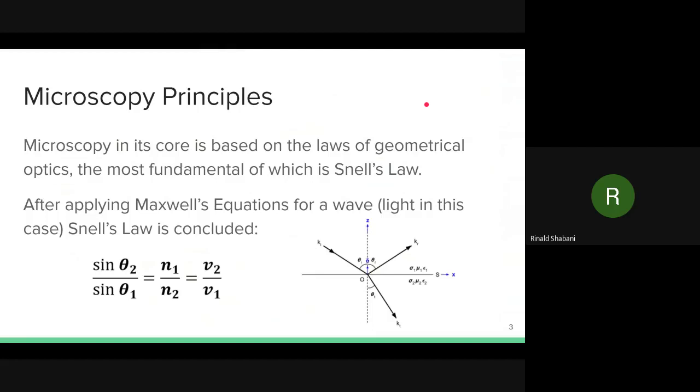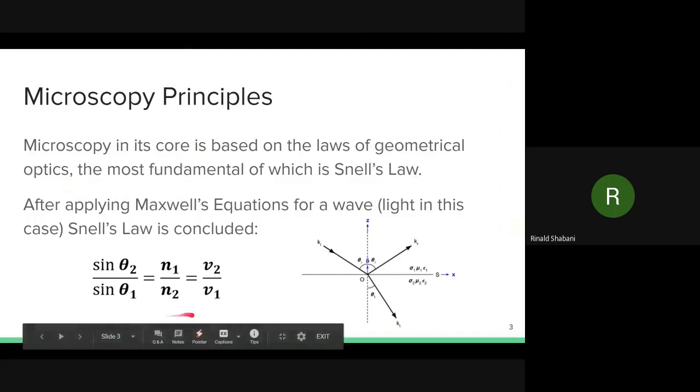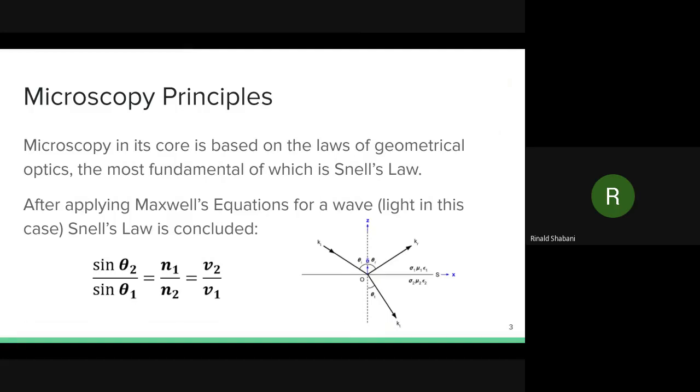So the way we have organized the paper and the presentation is in three main parts. We start off with microscopy principles. Microscopy in its core is based on the laws of geometrical optics, the most fundamental of which is Snell's law. On the left side, you can see a representation of Snell's law as a series of equations. It relates the angle of refraction to the angle of incidence. And on the right side, you have a basic representation of a linear light wave incident on a surface boundary between two isotropic media with their properties as given in the figure.